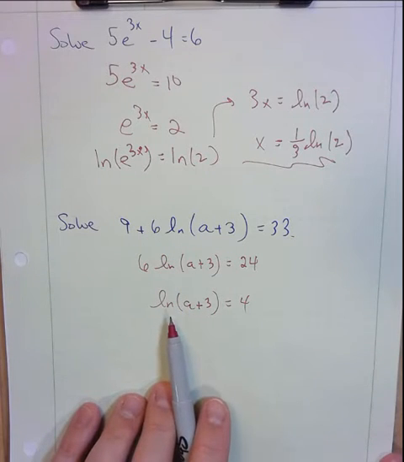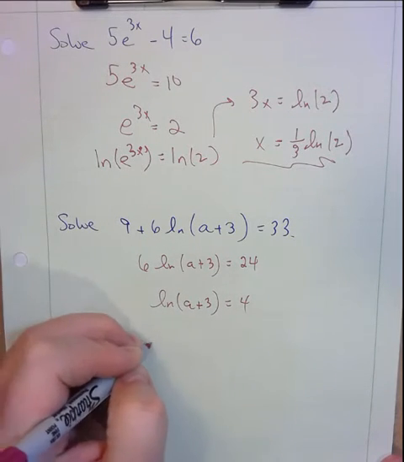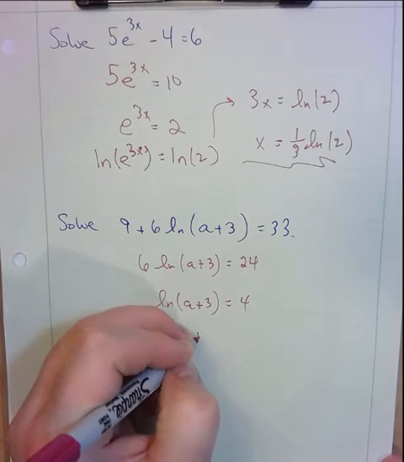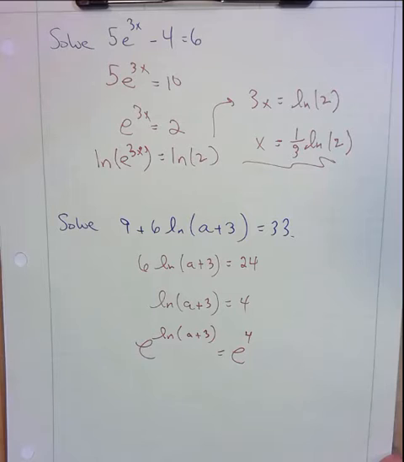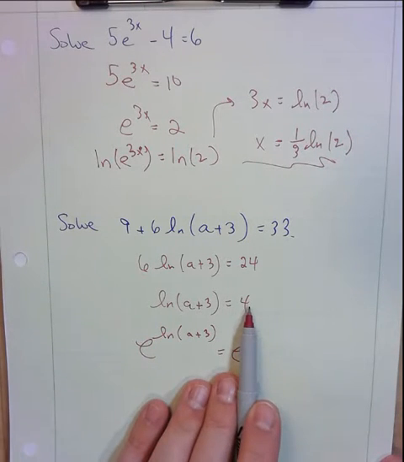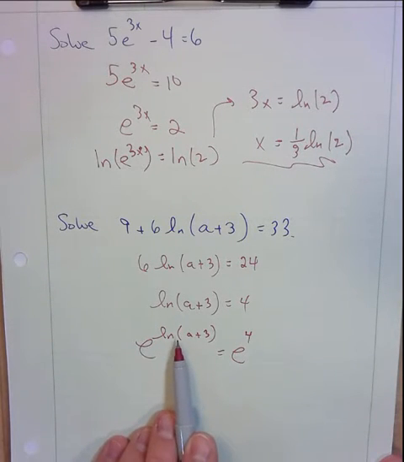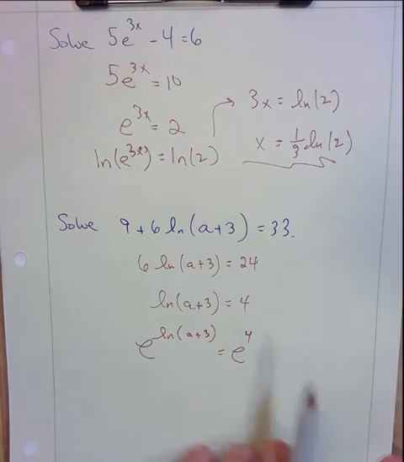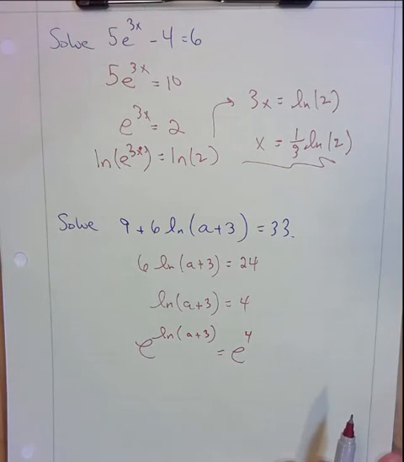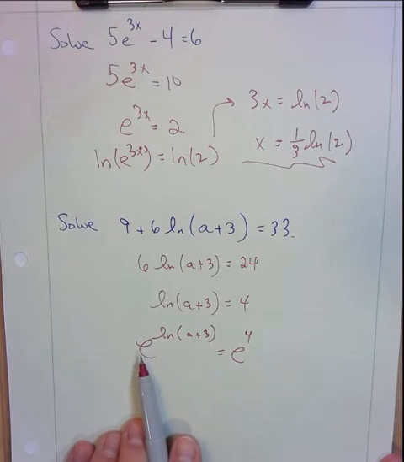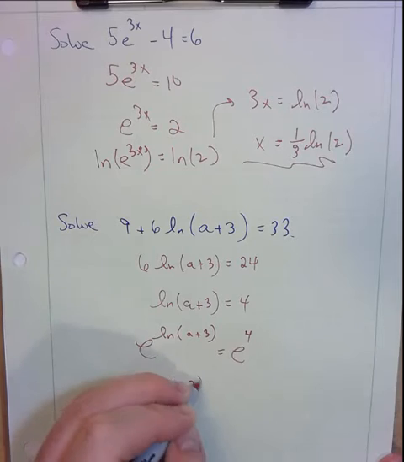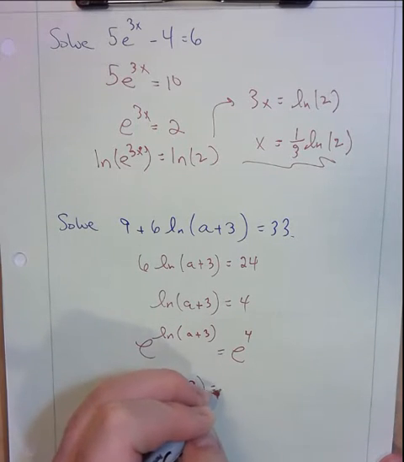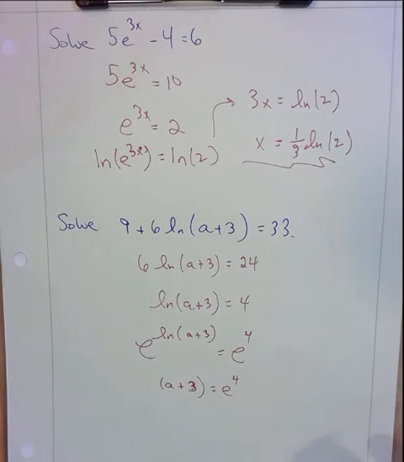So what we want to do to eliminate a natural log is raise both sides to the corresponding base. If this is equal to this, then certainly e raised to this is still equal to e raised to that. So we're maintaining the integrity of the equals sign, and the reason we do that now is that the e and the natural log, they fight it out. It's a tie. They eliminate each other, and we're down to a plus 3 equals e to the 4th.